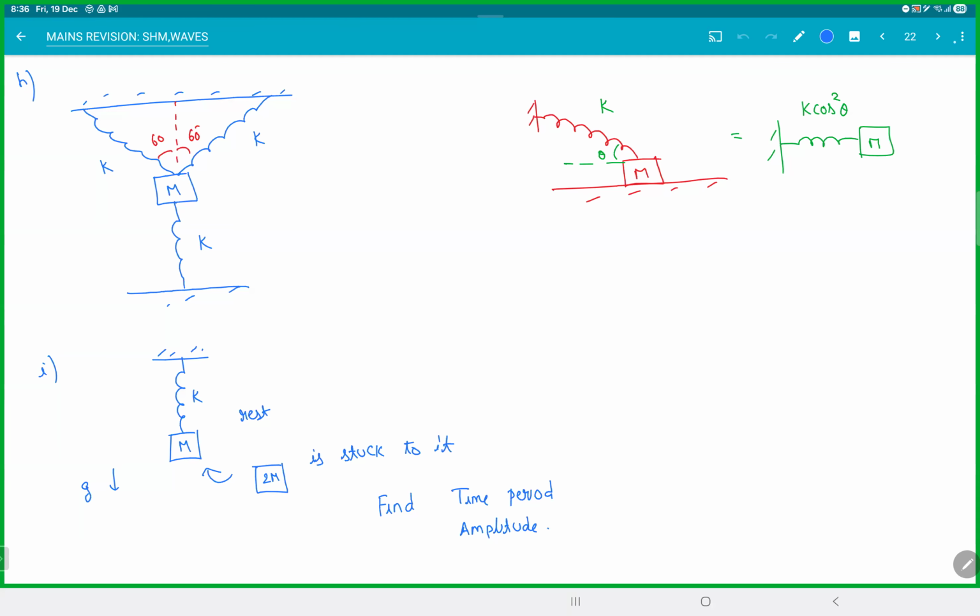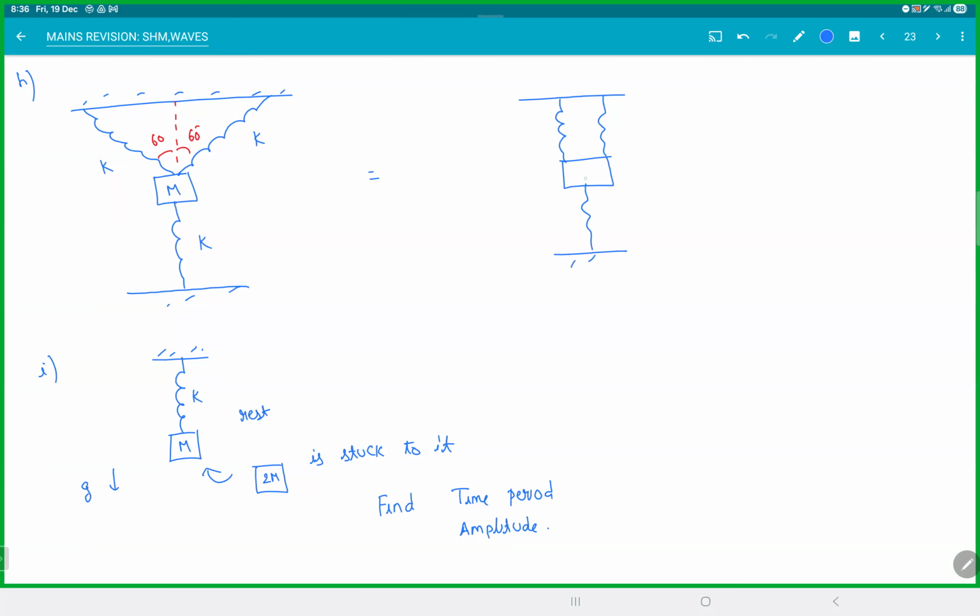So how do we do this? This can be replaced by two vertical springs. Right, this will become k cos squared 60, which is k by 4, k by 4, and k. All three are in parallel, so k equivalent will be 3k by 2. Time period will be 2 pi root over 2m by 3k.